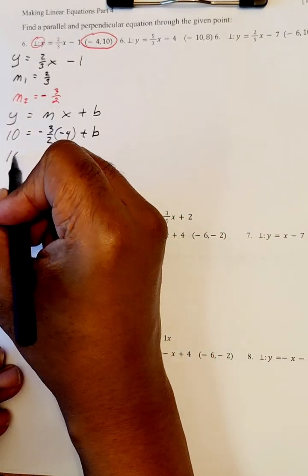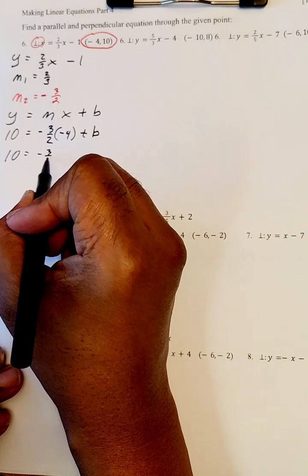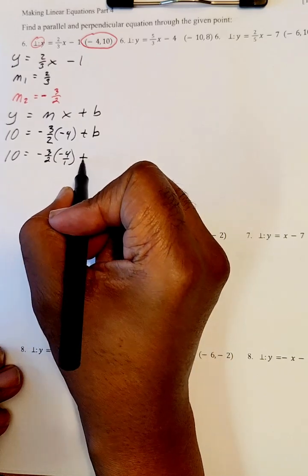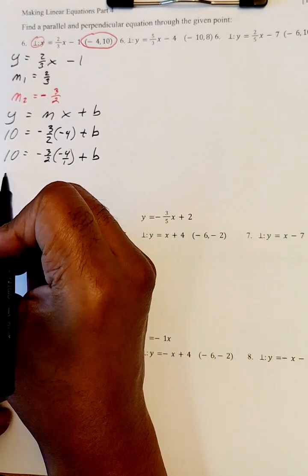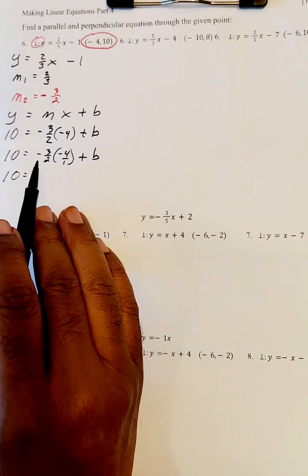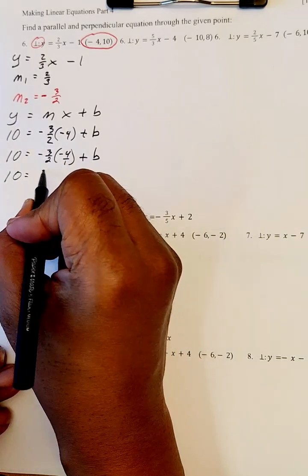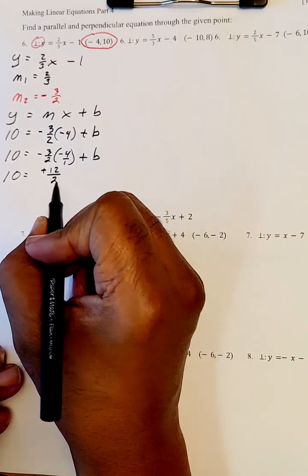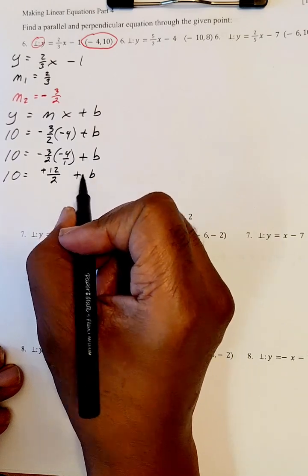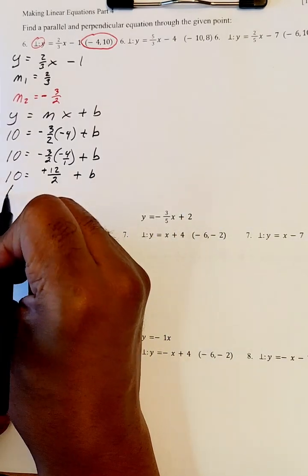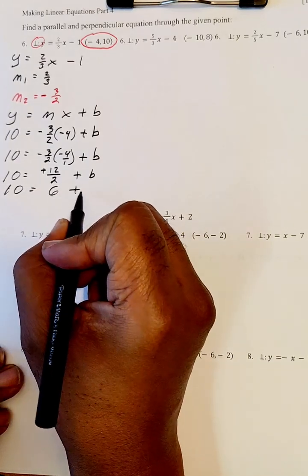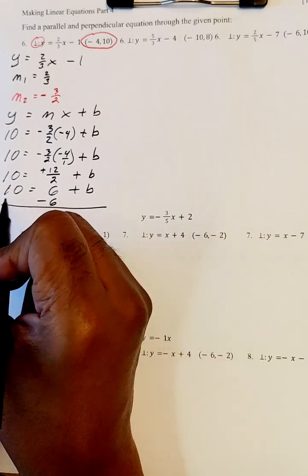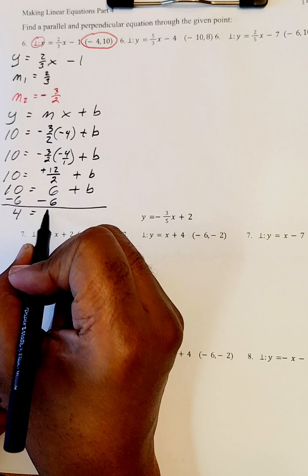All right, let's start simplifying this. So 10 is going to equal -3/2, and we're going to turn this into -4/1. Now let's multiply our fractions. A -3 times a -4 is a +12, and a 2 times 1 is a 2, plus b. This will simplify to a 6, so we'll get 10 equals 6 plus b. And now I'm going to subtract 6 from both sides, and we'll end up with 4 is b.